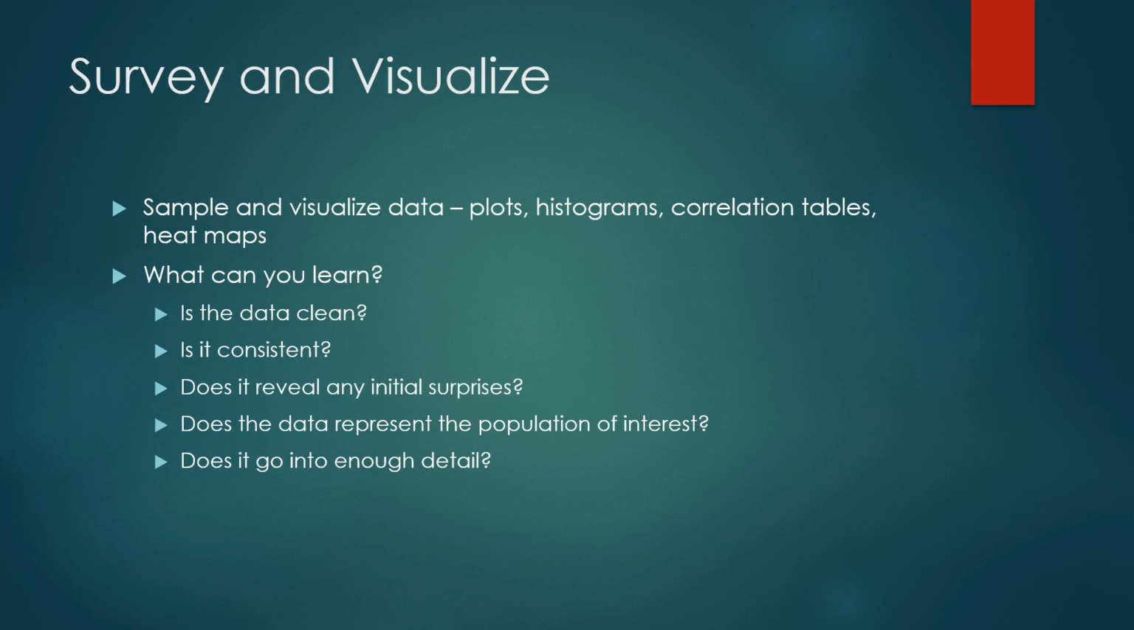You might see that in the correlations. And correlation tables could really be helpful in determining which direction you go with your analysis. Does the data represent the problem of interest, or the population of interest, and does it go into enough detail? Okay. All these are just part of understanding what your data is initially telling you. And that's it for data preparation.